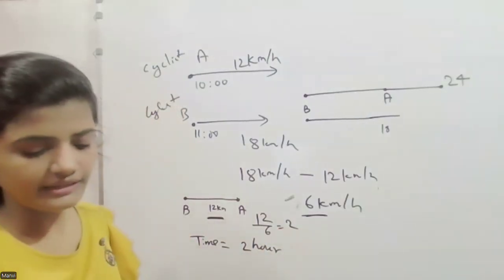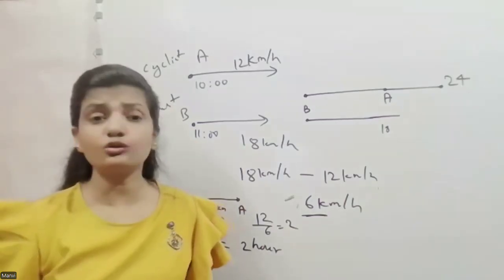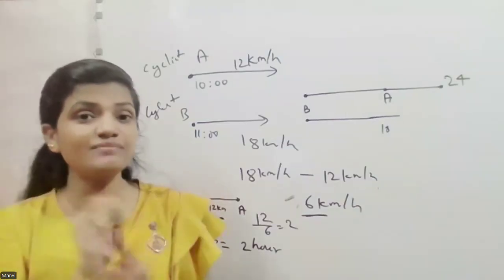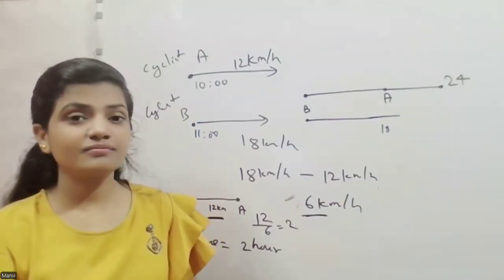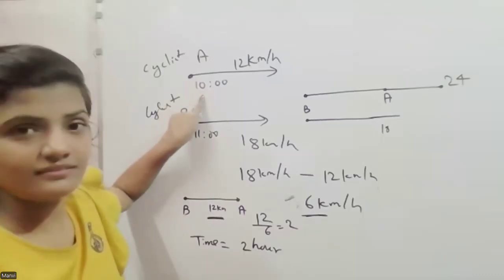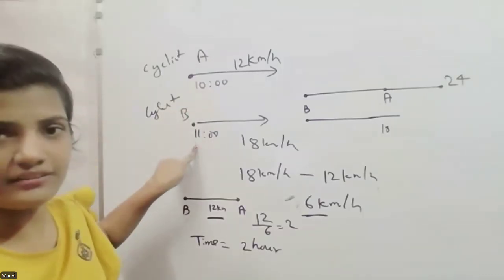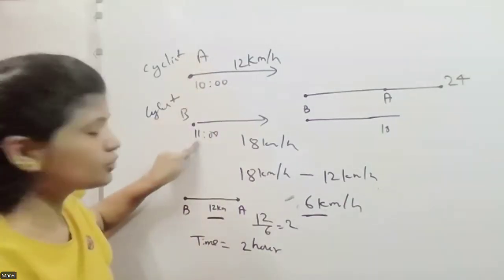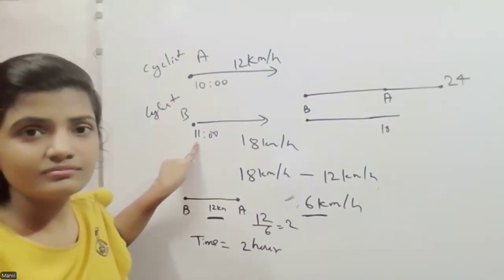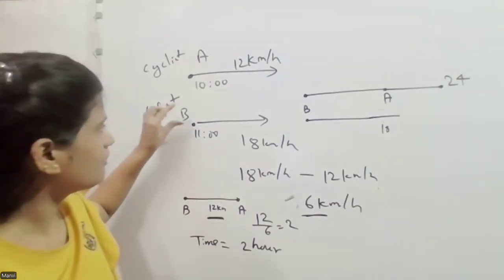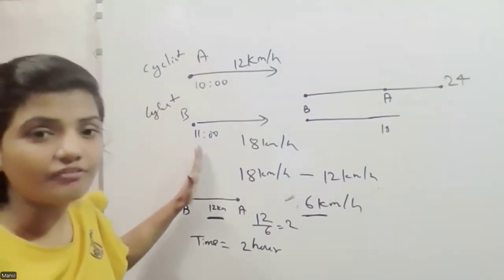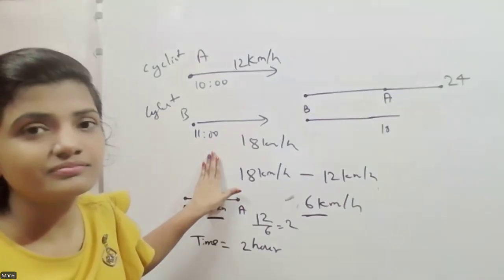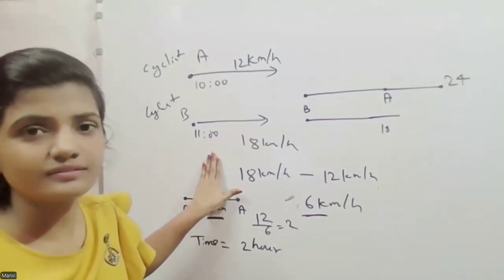Now you don't need to say after how many hours. It says at what time. At what time means: this one starts at 10, that one starts at 11. So when does B catch A? After 2 hours of 11, is it 12 o'clock? Not 12. B started at 11 only. So after 2 hours of 11 is 1 o'clock. Yeah.